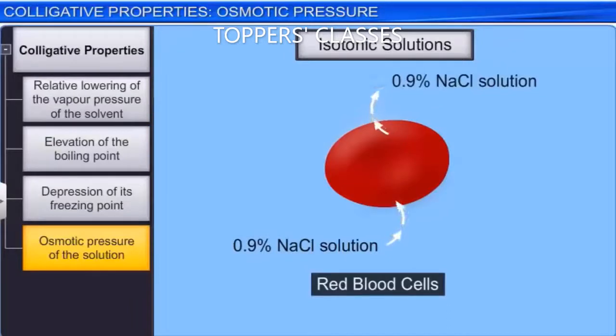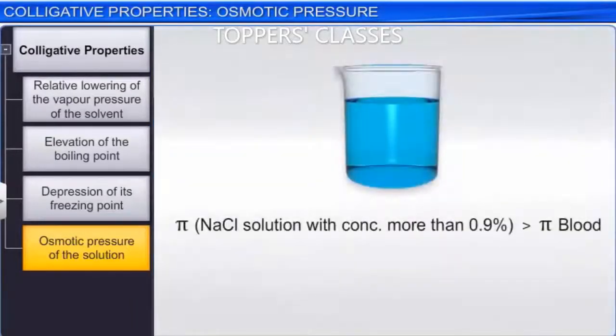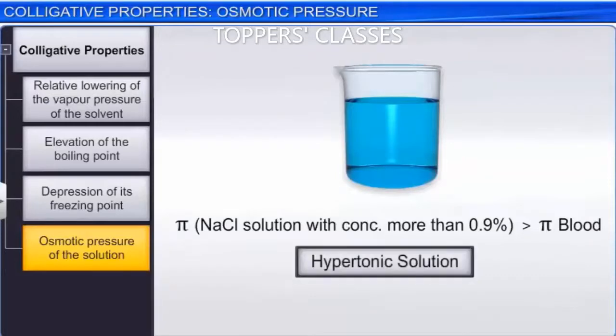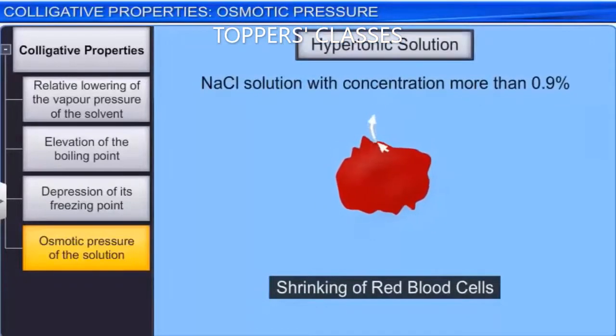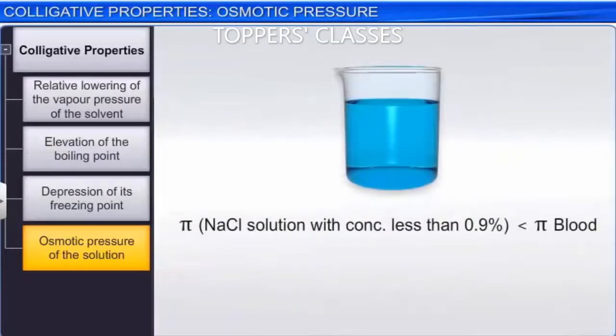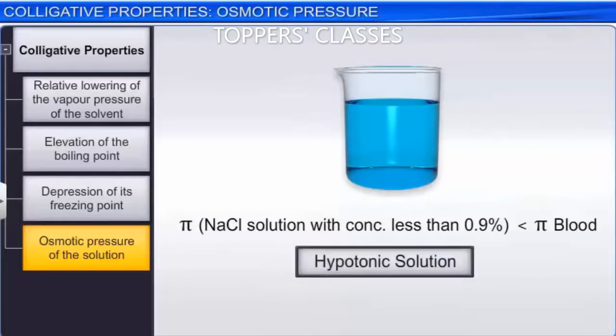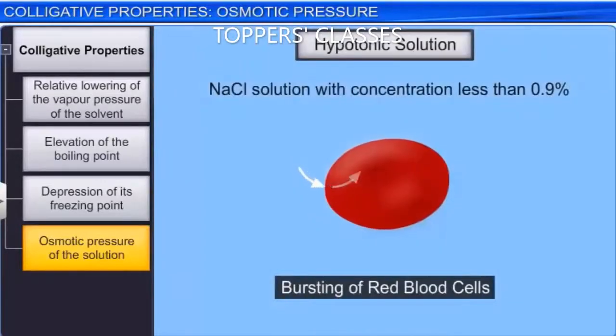A sodium chloride solution with a concentration more than 0.9% mass by volume is called a hypertonic solution. And red blood cells shrink when placed in this solution. On the other hand, a sodium chloride solution with a concentration less than 0.9% mass by volume is called a hypotonic solution. And red blood cells swell up and may even burst when placed in this solution.